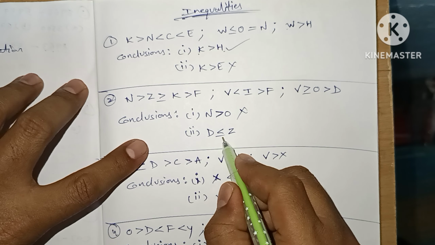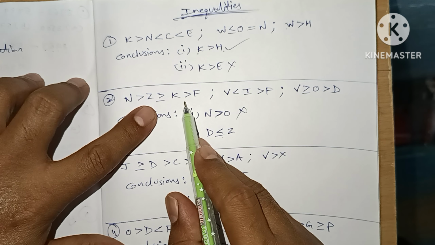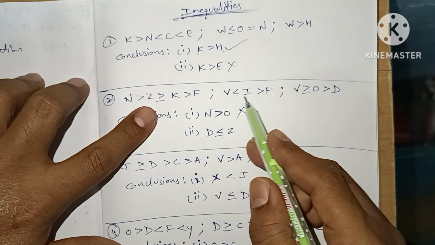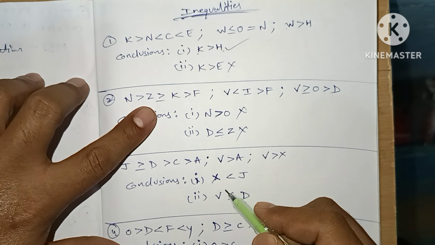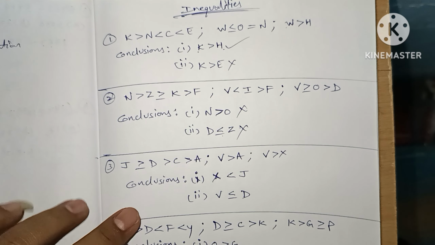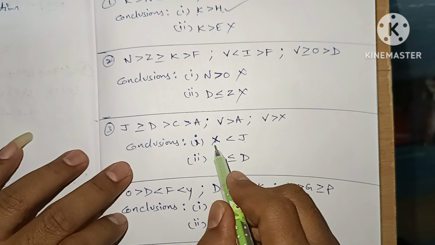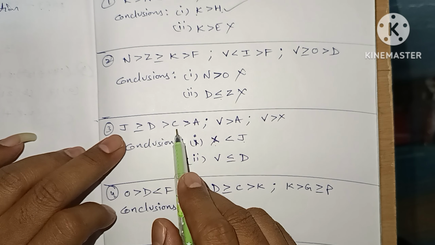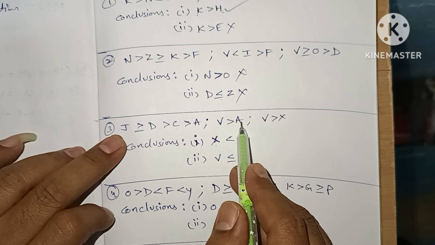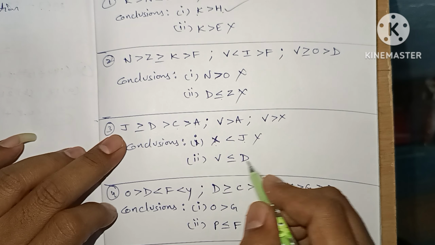Z to D with equal to also. Z to K, K to F. F to some any other way, false, false. Okay, then we'll go with question number 3. J to X, J to D, D to C, C to A is possible. J to V is not going, so false.